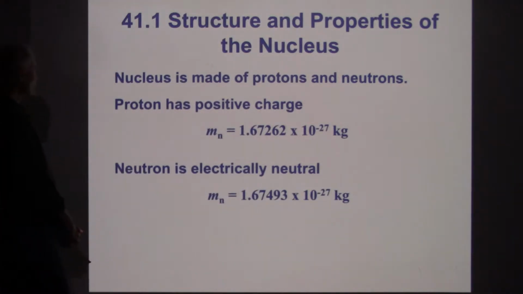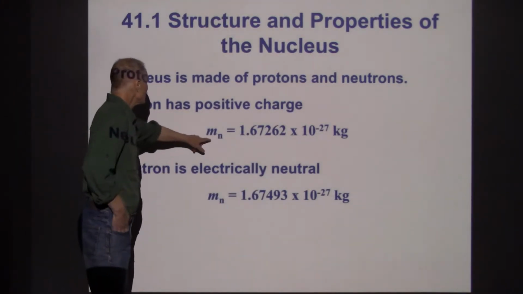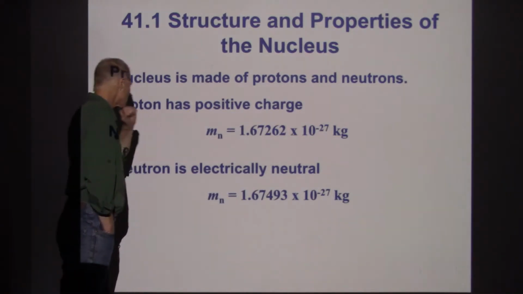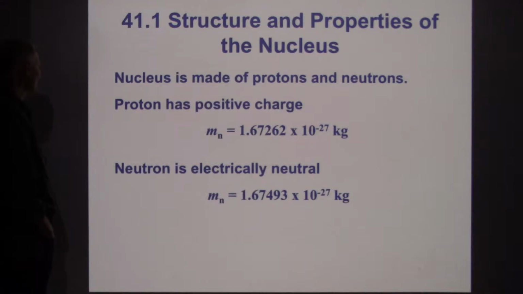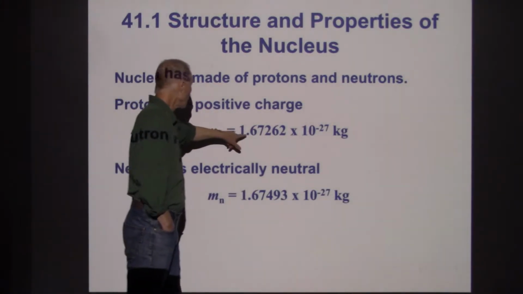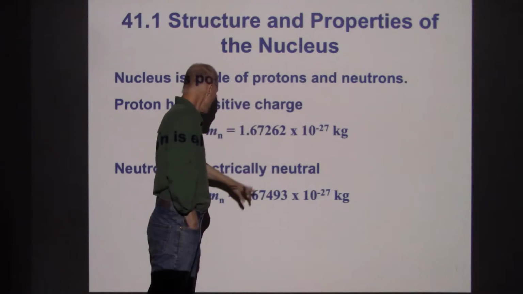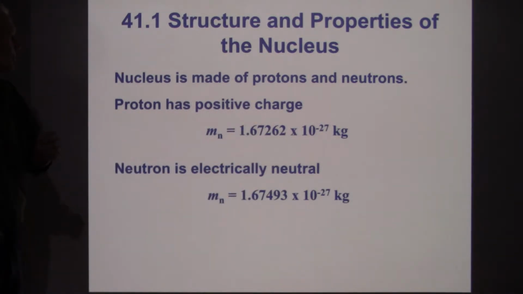So the proton, I think they might have a problem with their notation here. So this is the mass of a proton, this is the mass of a neutron. I didn't notice that till just now. So I think this is supposed to be the mass of a proton. 1.6726, anyway. See how similar these are. This is in terms of kilograms, so this is in standard units.